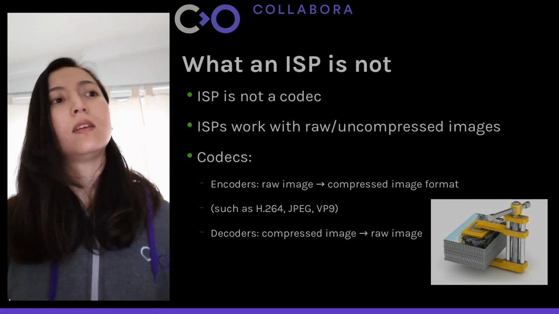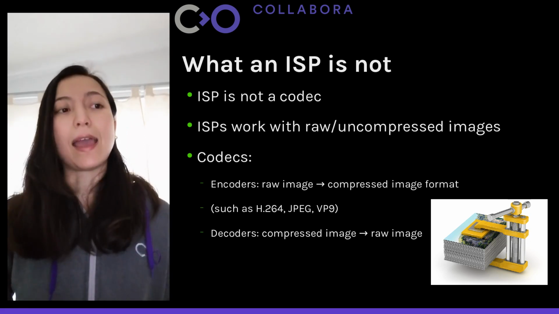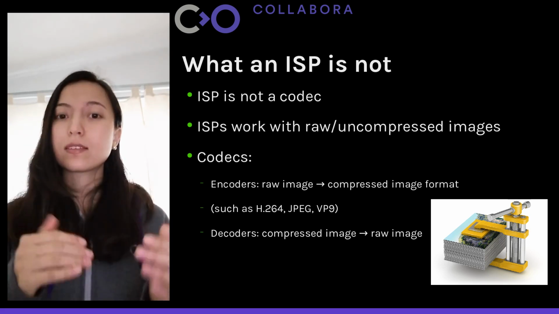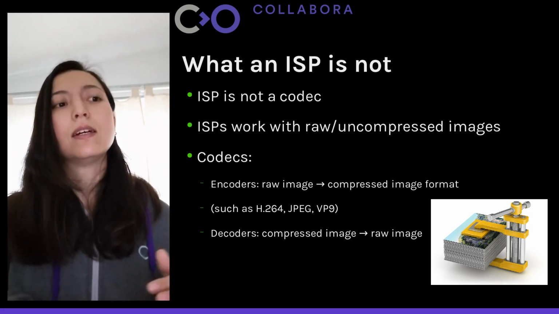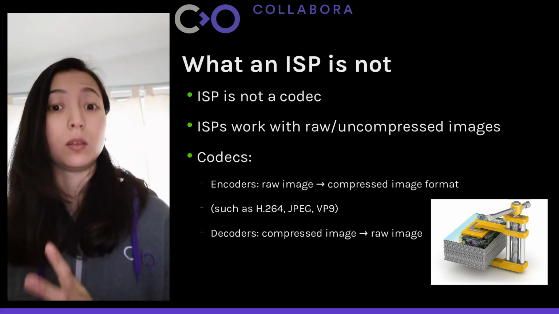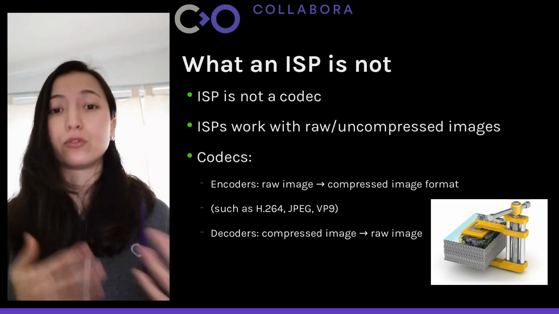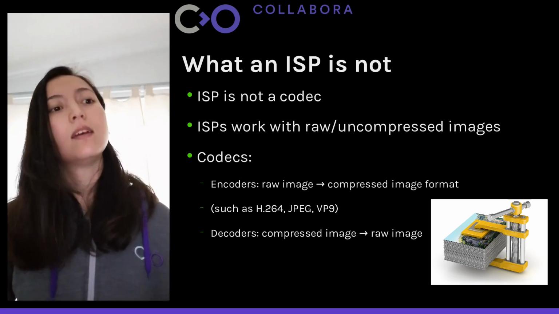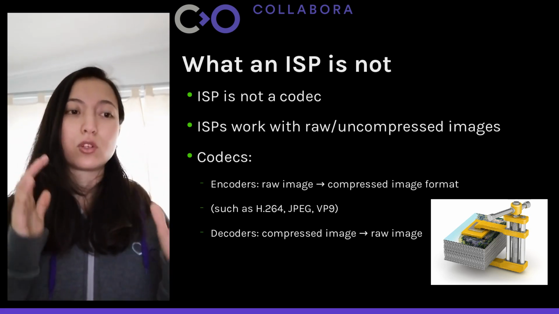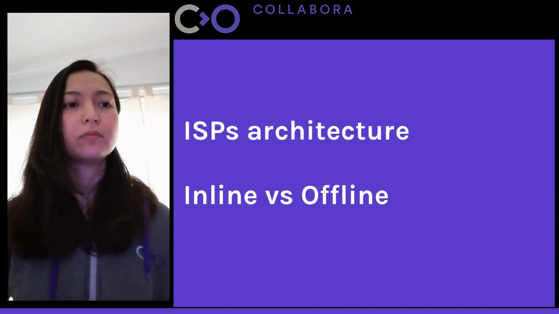What an ISP is not: an ISP is not a codec. ISPs work with raw and uncompressed images, while codecs, which we can divide into encoders and decoders, work differently. Encoders transform a raw image into a compressed image format such as H264, JPEG, or VP9, and there are several others. And decoders do the opposite. They transform a compressed image back into a raw image.